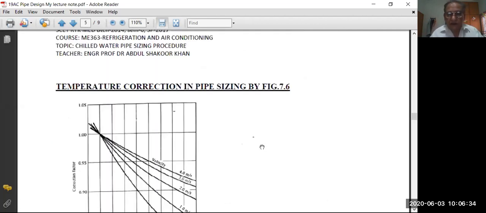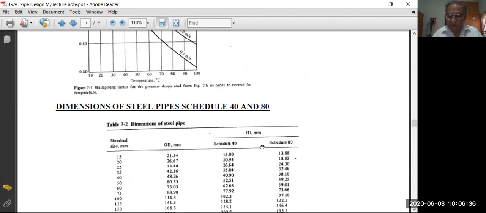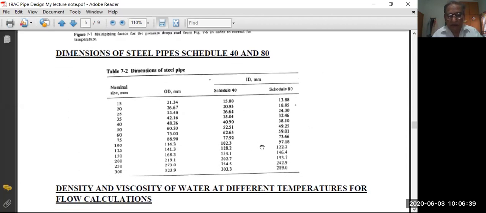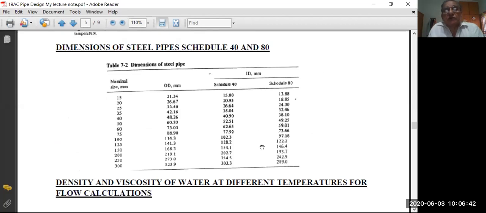Now, let's go to the next slide. As I told you, there are two types of GI pipe used in industry: schedule 40 and schedule 80. The dimensions of steel pipes, inner size and outer size, are given here. Schedule 40 is in this column and schedule 80 in this column. You can see their inner diameters are different. Nominal diameter is described in the catalogs or in formulas, for example, a 40 mm nominal diameter pipe.